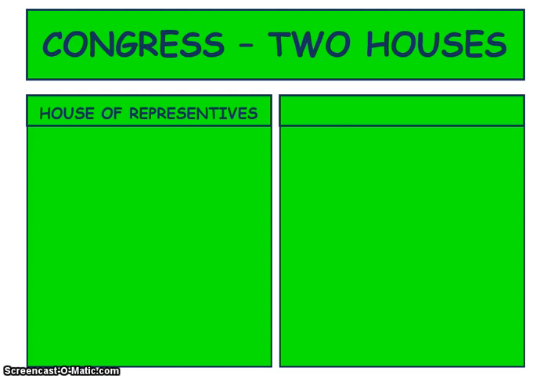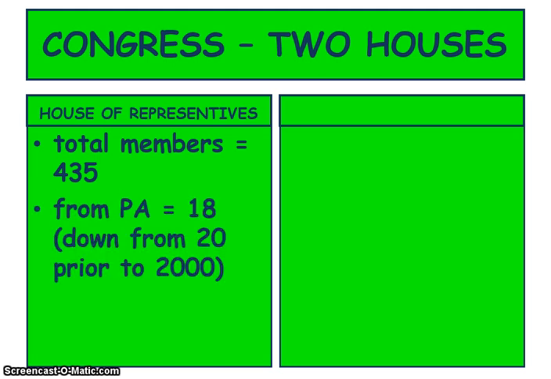The House of Representatives determines how many members will represent each state by population. There are, first of all, a total of 435 members, and then each state has the membership divided by how many people they have. In Pennsylvania, for example, we have only 18 members of the House of Representatives, which is down from 20 prior to the year 2000, because every 10 years in the United States we hold a census.